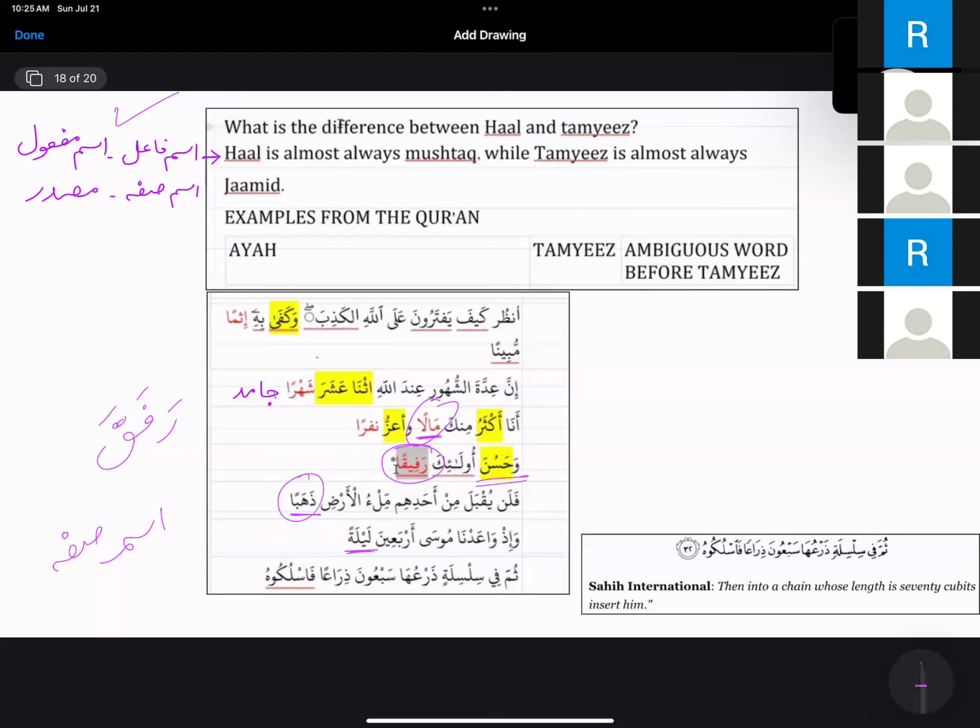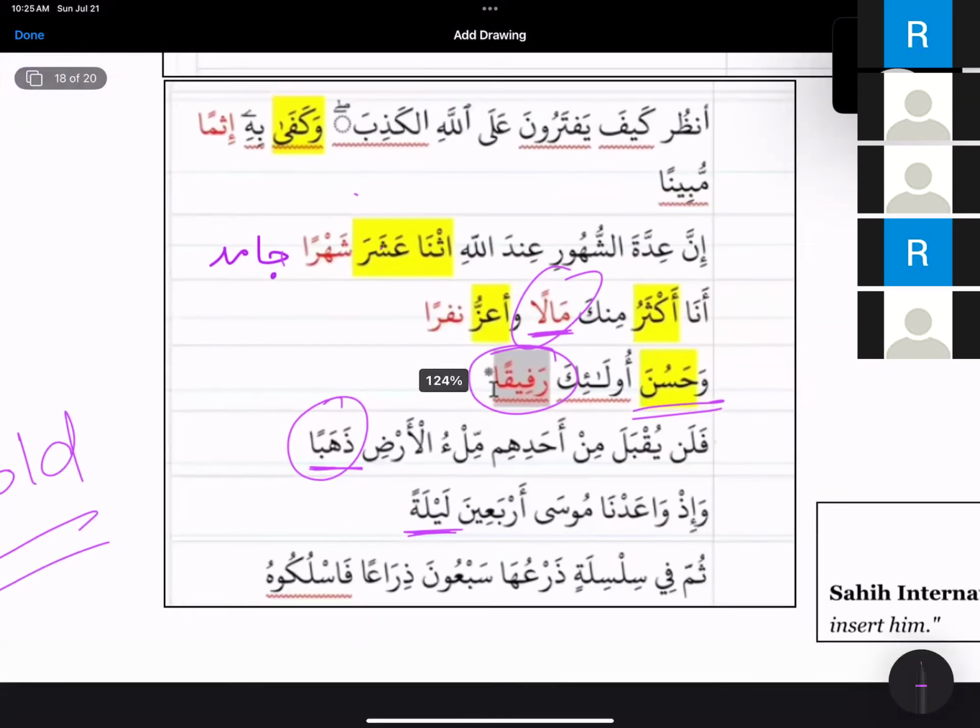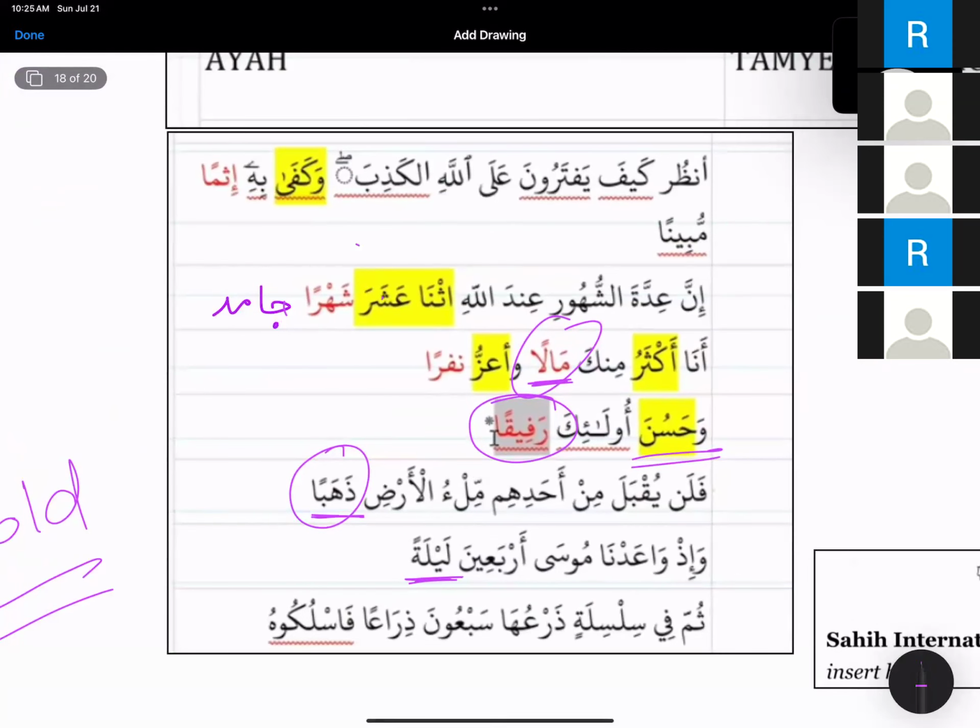And then zahaban over here is tamyiz. Is that surfable? Zahaba, yazhabu? Not that one? No, no. But this is not the fail Zahaba. This is gold. Oh, this is the gold one. Okay. This is gold. We can do that. Sada, can you make the slide a little bigger, please? Okay, Laylatan. Can we do surf of it? No. Right?